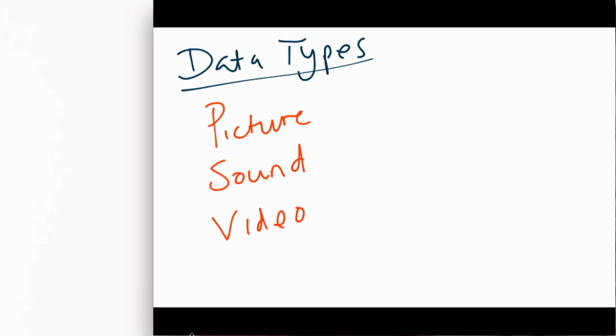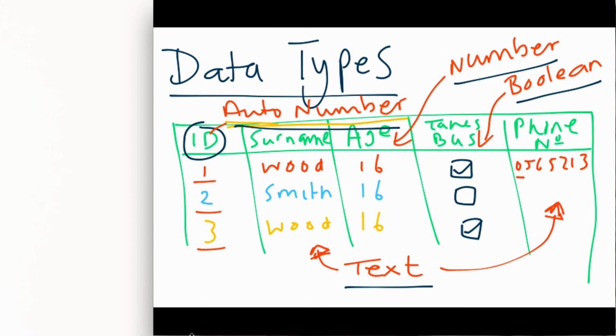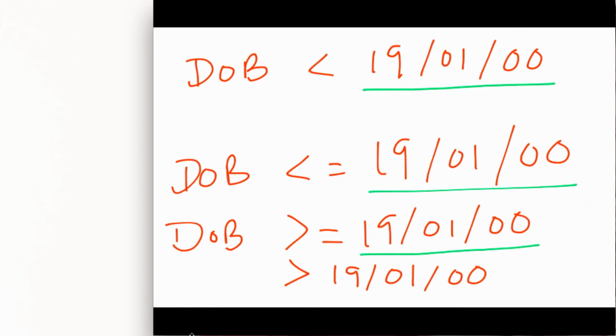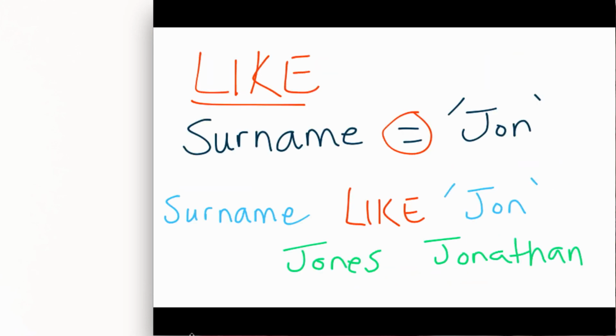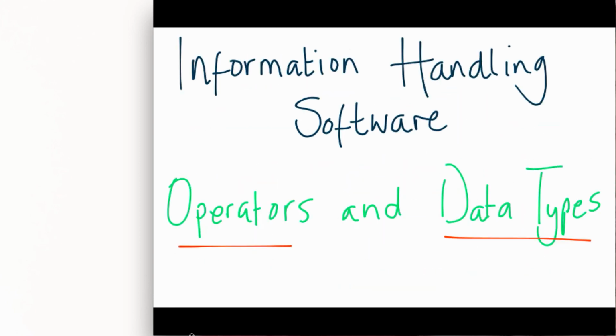So in this video I've talked about a variety of different data types that we have access to in information handling software. I've also talked about the different operators that we can use when searching using information handling software. And so we have actually covered information handling software, operators, and data types.